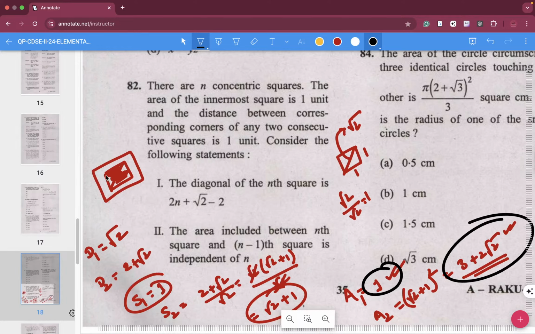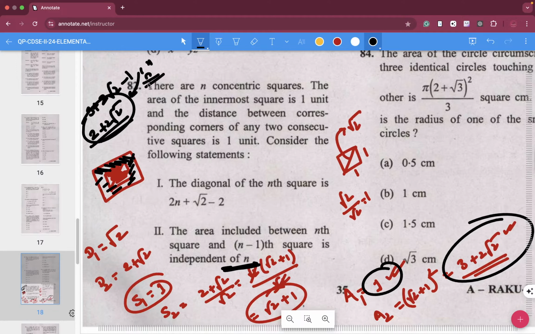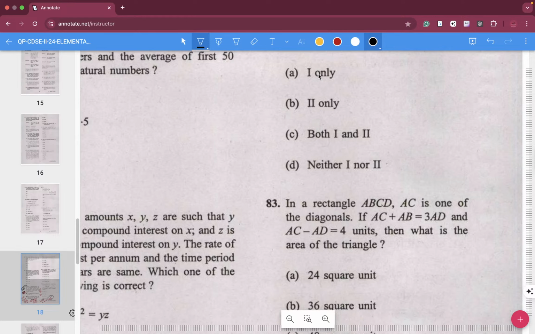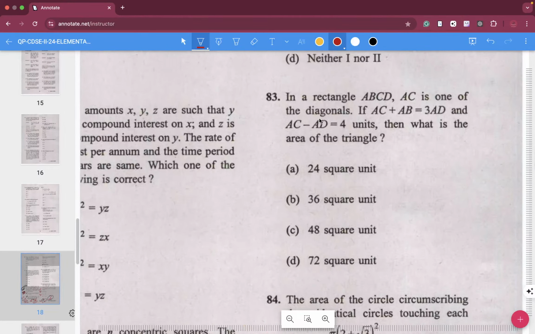Can you say the area included in between? This is the area included in between. How will you find the area included in between? So 3 plus 2 root 2 minus 1, which is 2 plus 2 root 2, which is obviously independent of n. So in this answer we don't have n. N is not playing any role. So this is also correct and this one is also correct. So for question number 82 we will go ahead with both as the correct answers, folks. In this case both 1 and 2 are going to be the correct answer.